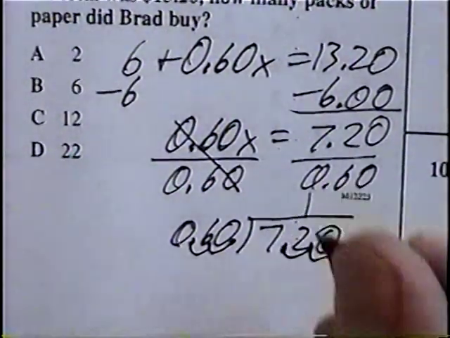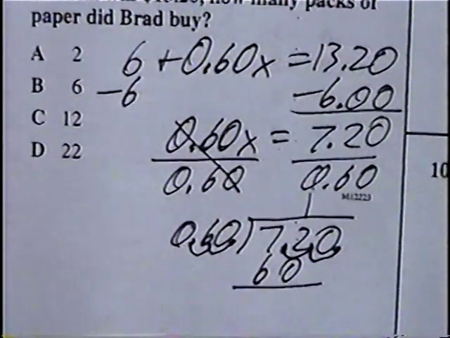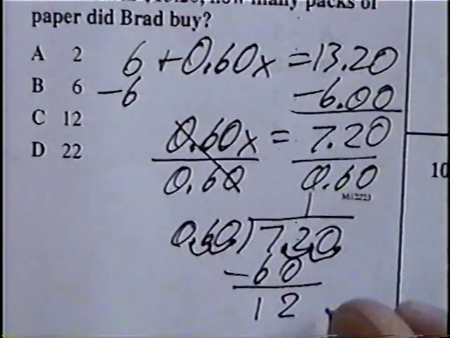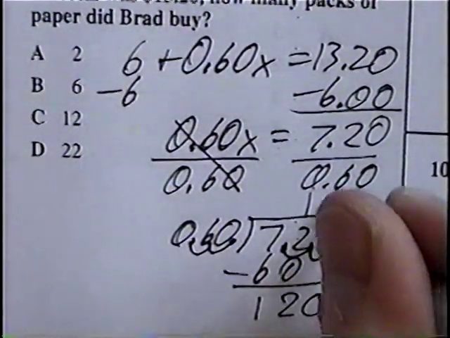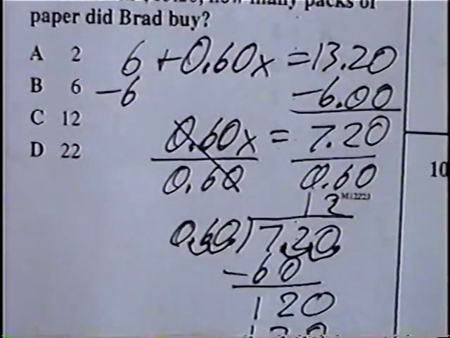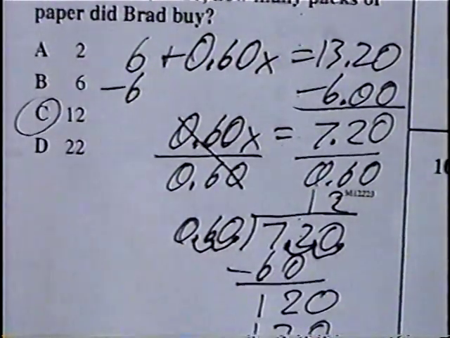60 into 72 would go once. 1 times 60 would be 60. Subtract straight down. Bring the 0 down. 60 into 120 would be 2. 2 times 60 would be 120. Our answer on top would be 12, which is letter C.